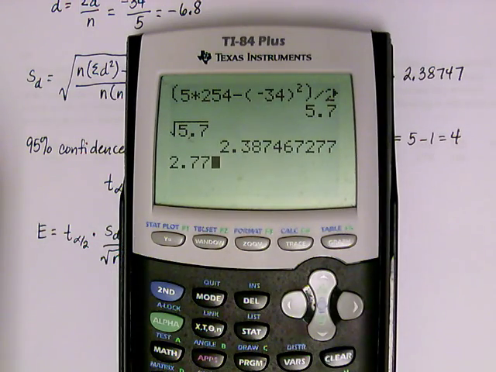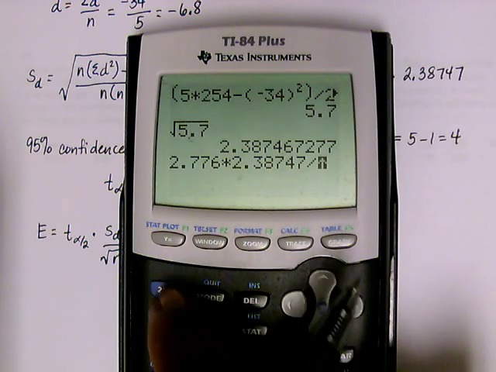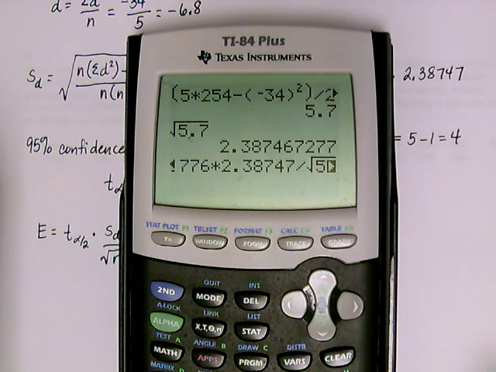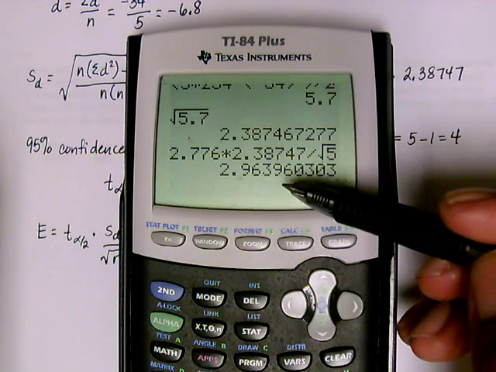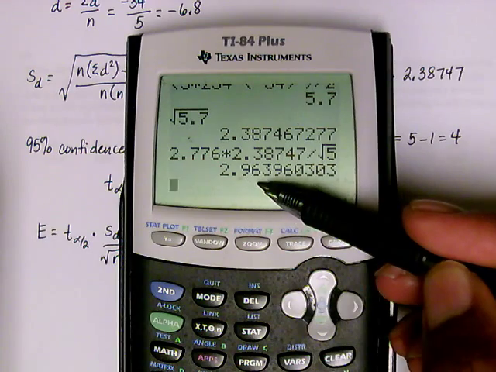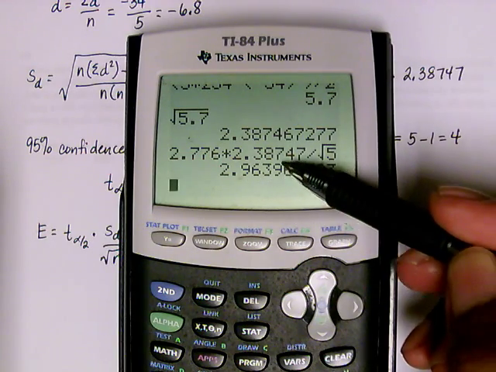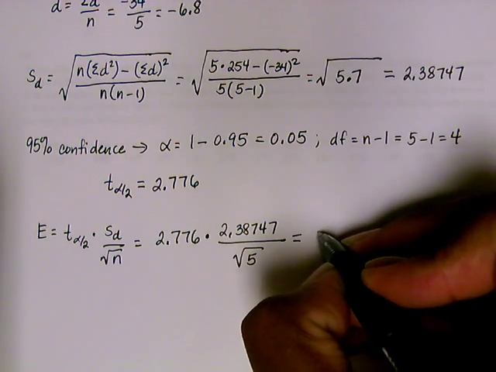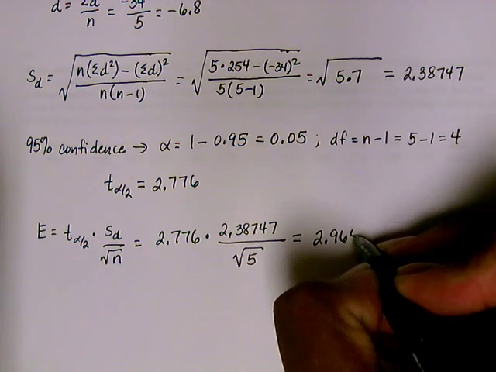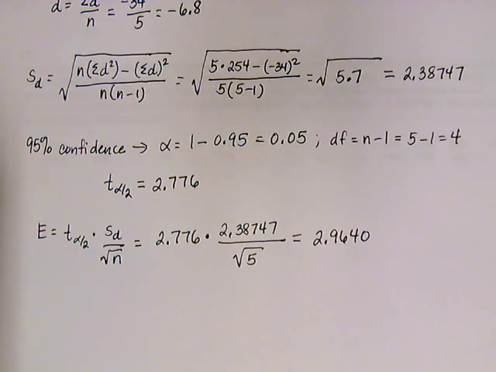So here 2.776 times 2.38747 divided by second x squared for the square root, and then 5. And press enter. To 4 decimal places, this will be 2.96. The 6 will make that 39 or 40, so it will be 2.9640. So that's your margin of error, 2.9640.